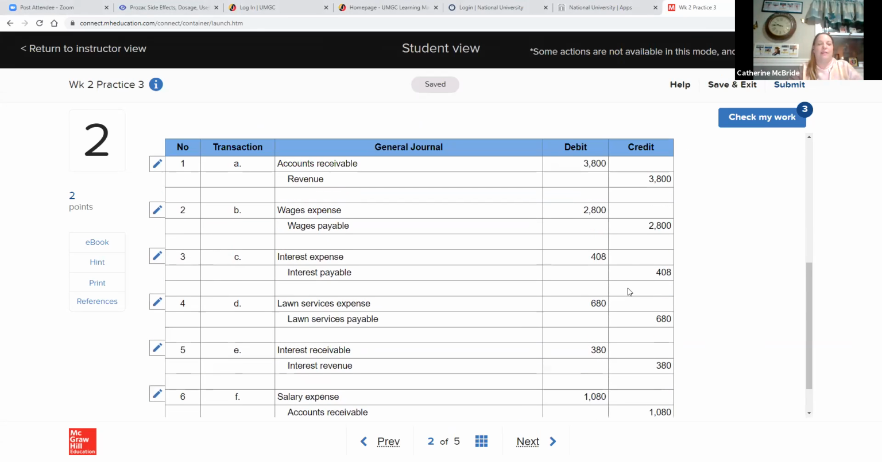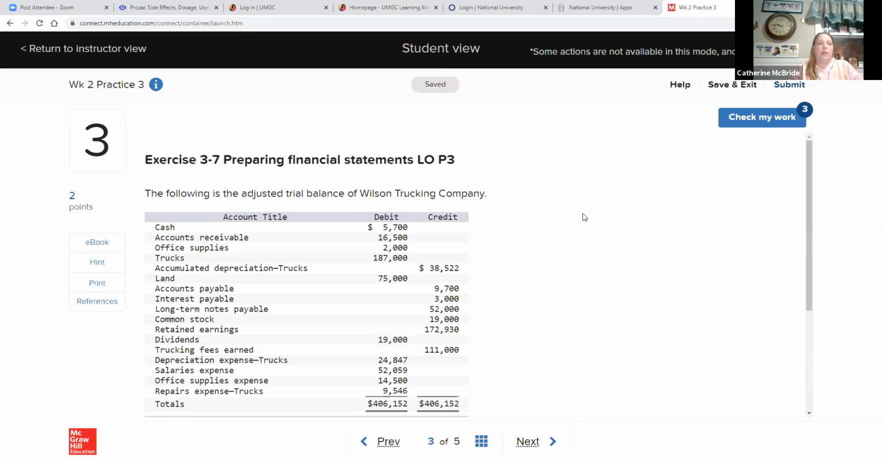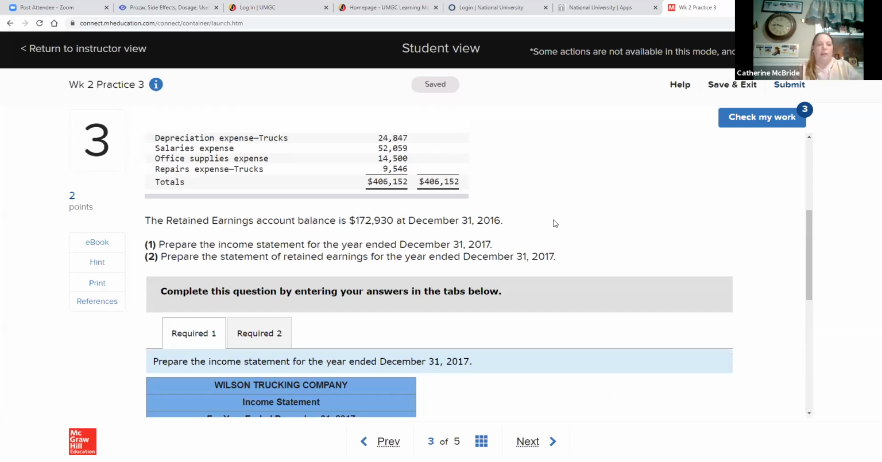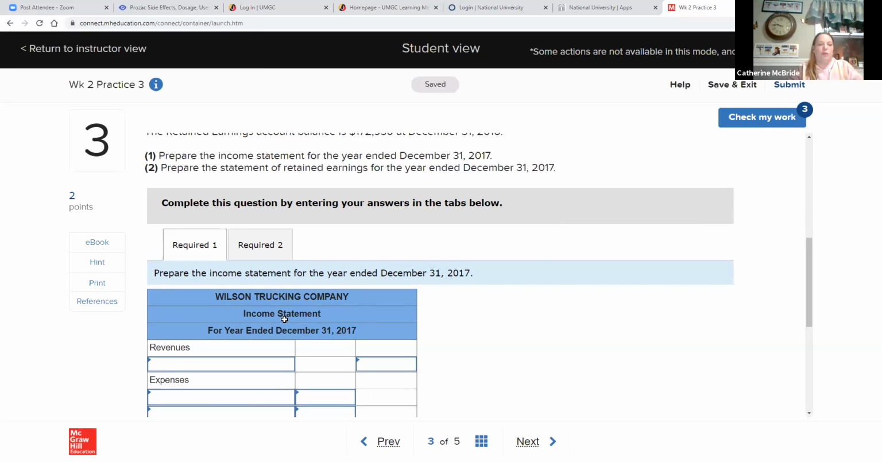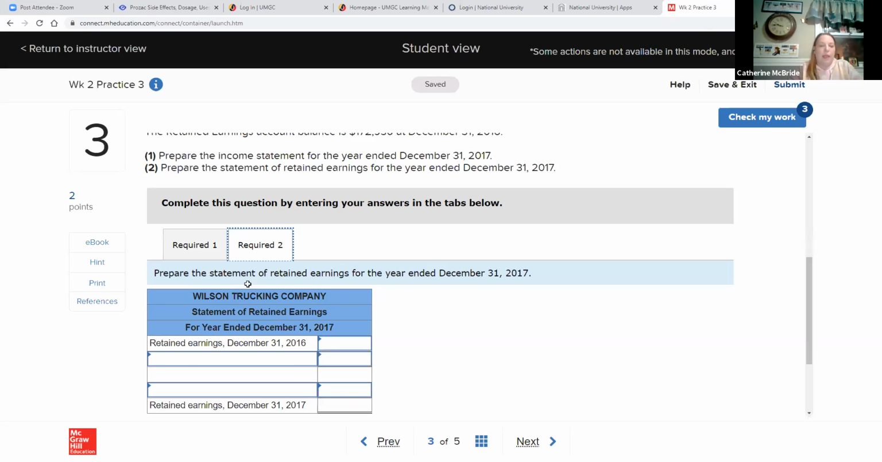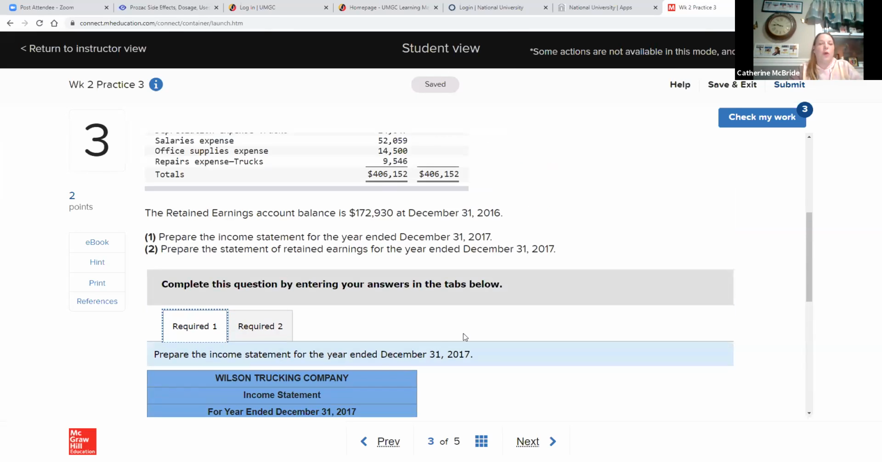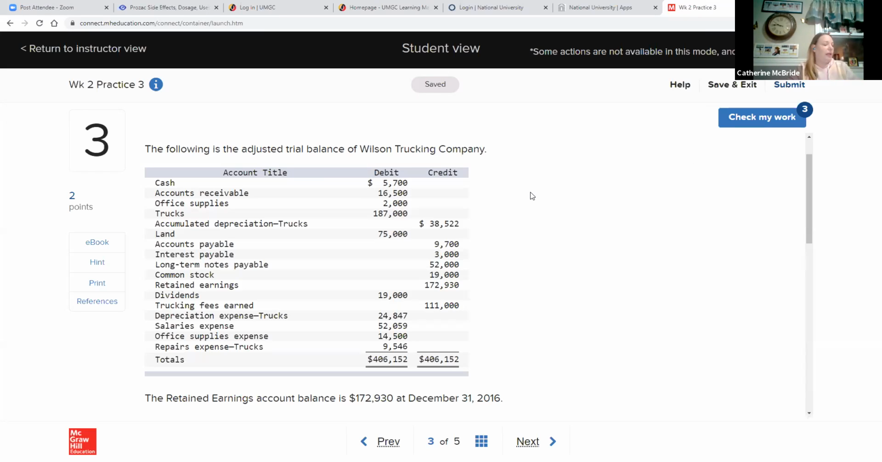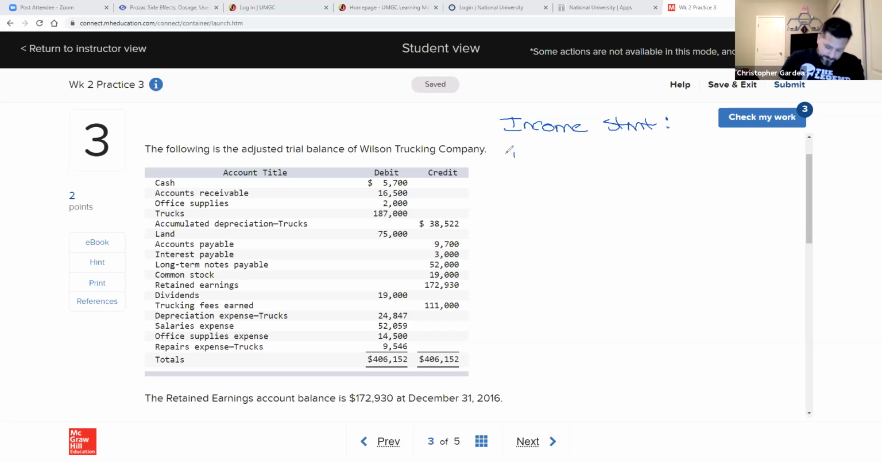And look at that. Look at all that you've done. Okay, this is an adjusted trial balance. From this, you're supposed to prepare the income statement and the statement of retained earnings. So the first thing that I would do when I'm looking at this problem is I'm going to say, okay, I need to do an income statement first. What types of accounts are on the income statement? Revenue and expenses. Yep.